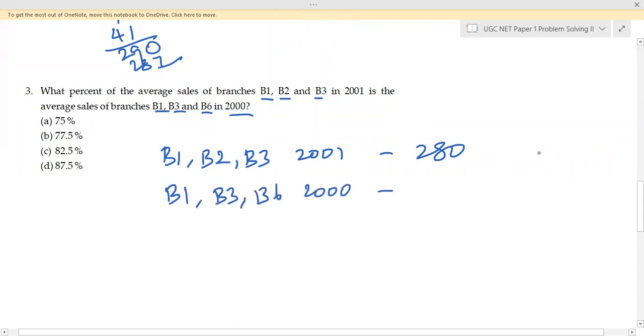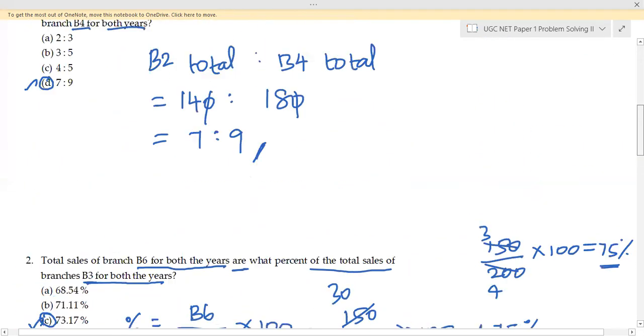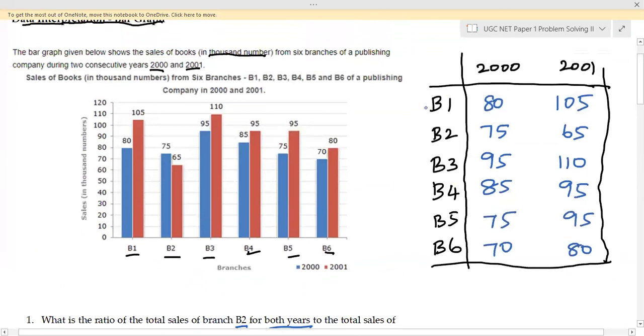And yes, here again, B1, B3, B6 in the year 2000. That's the next one we need to take. Remember that it's B1, B3, and B6. Let me write clearly, in the year 2000. So we'll have to go for the first column for the three branches B1, B3, and B6. For the year 2000, be clear. B1 is 80, B3 is 95, and B6 is 70.